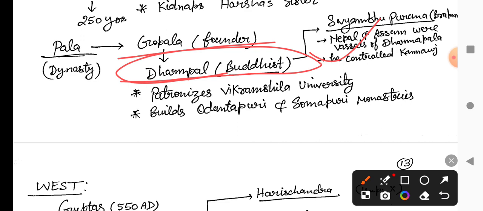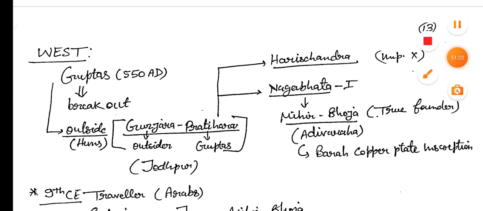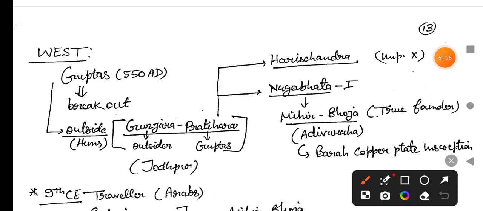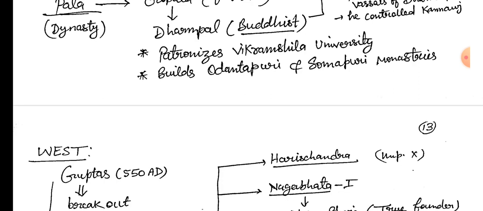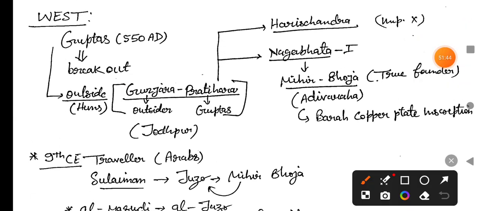Dharmapal controlled Kannauj and patronized Vikramshila University, and also the Udantapuri and Sompuri monasteries. So five Mahaviharas were located there, and we have to know this. These Panch Mahaviharas are Nalanda, Udantapuri, Sompuri, Jagaddala, and Vikramshila. Now we are going to move to the west.